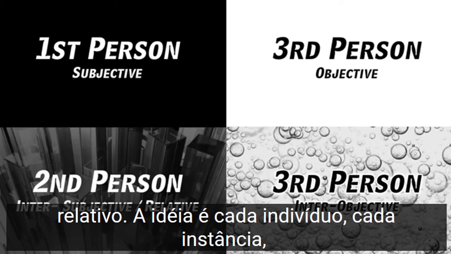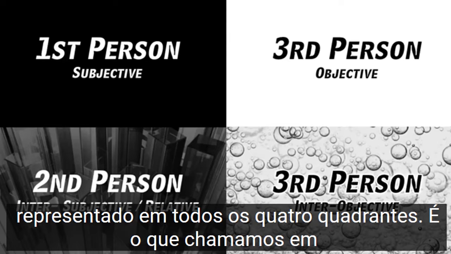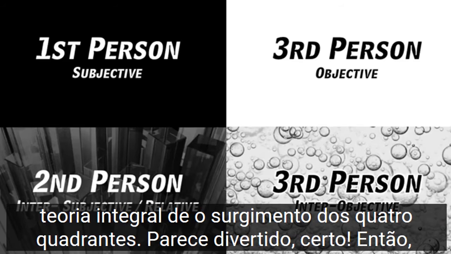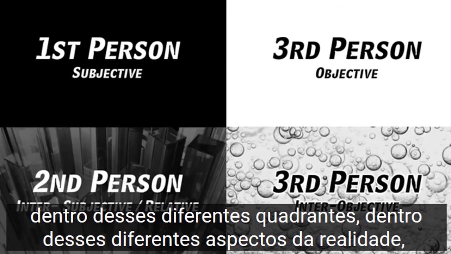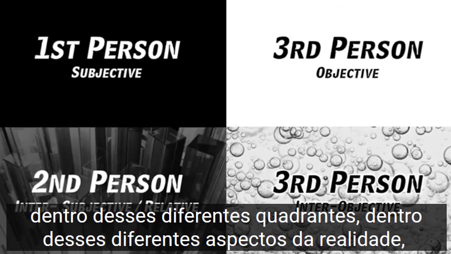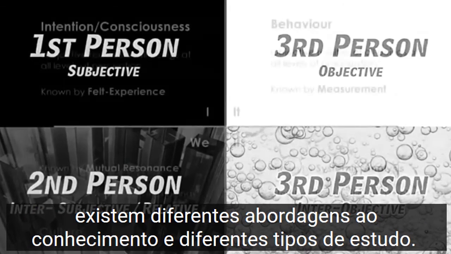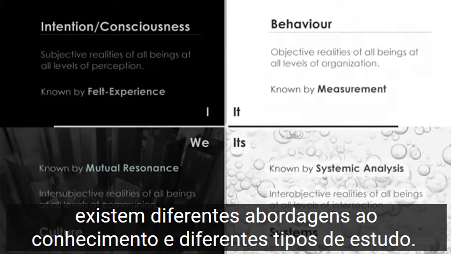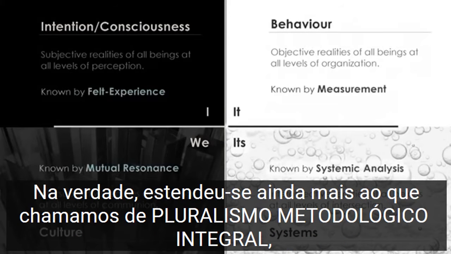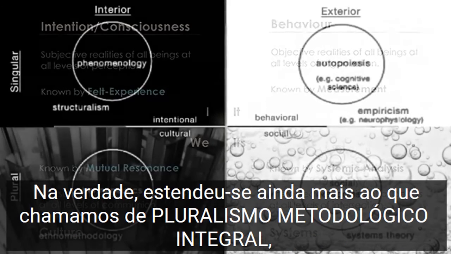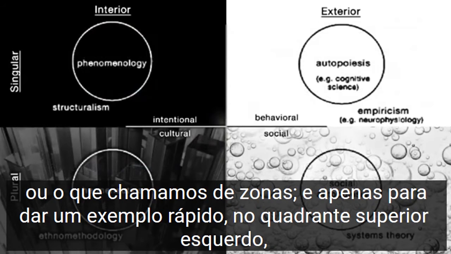The idea is that every individual, every instance is representing all four of these quadrants, that they tetra arise, is what we say in integral theory. The tetra arising of the quadrants. Sounds fun, right? So then within these different quadrants, within these different aspects of reality, there are different approaches to knowledge and different types of study. This is actually extended further into what we call integral methodological pluralism, or what we call zones.